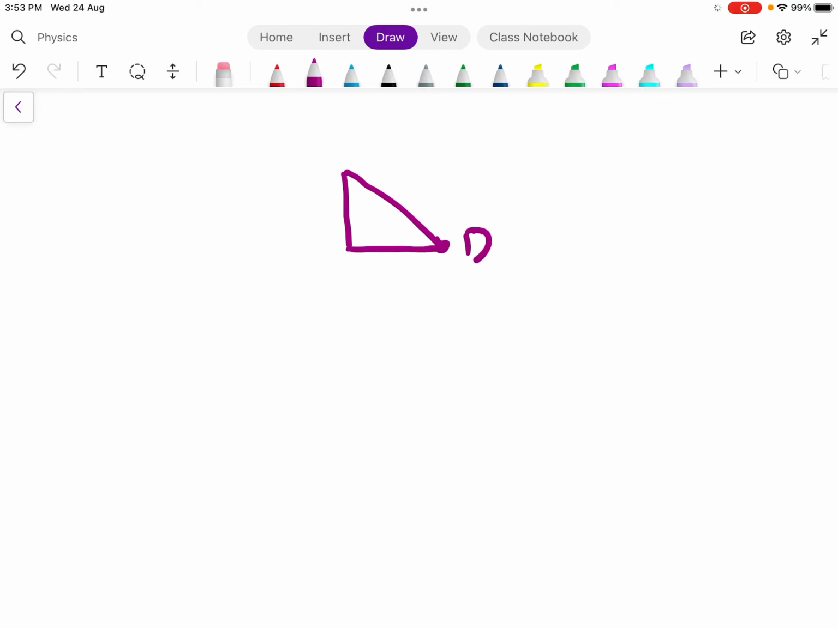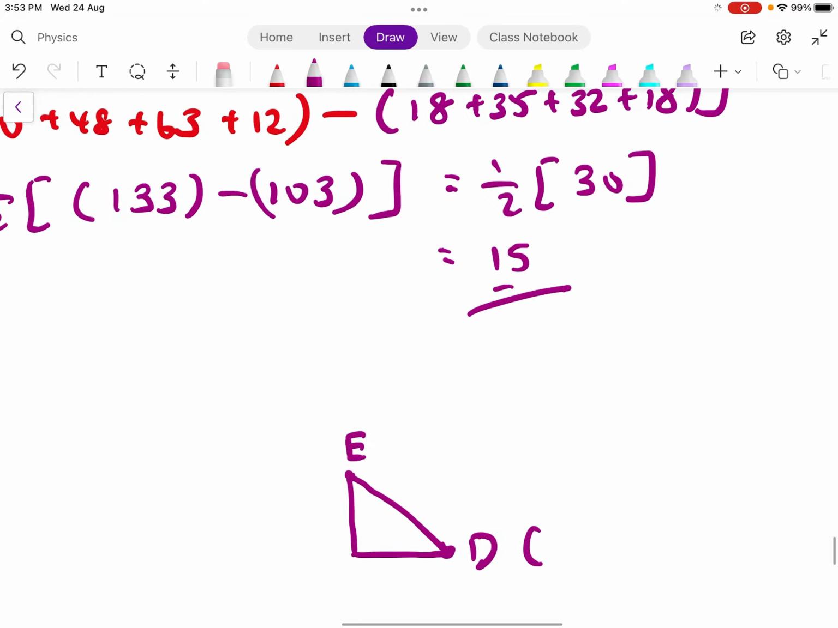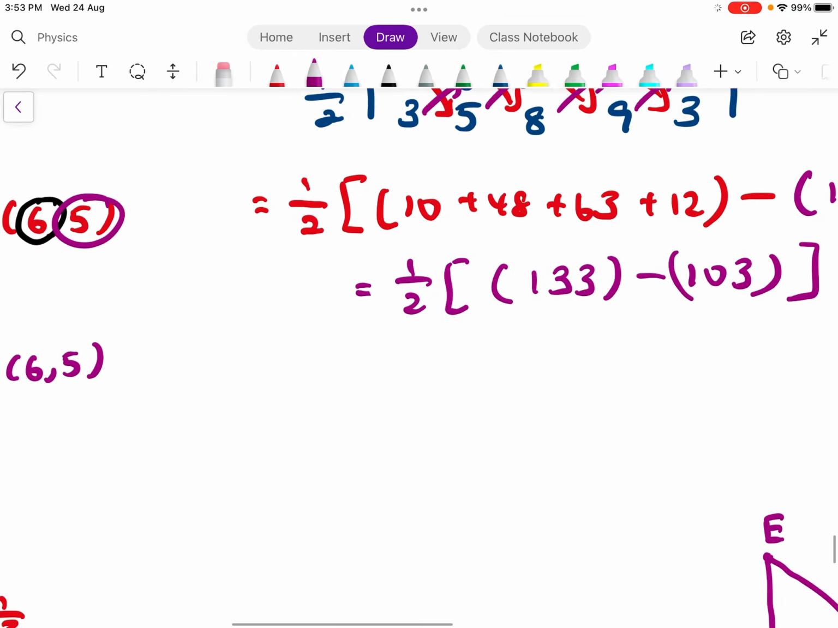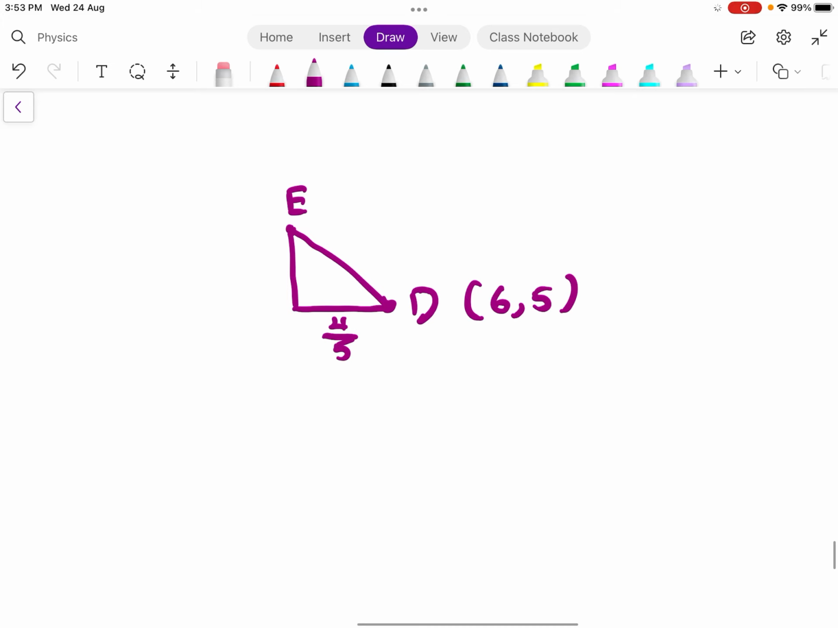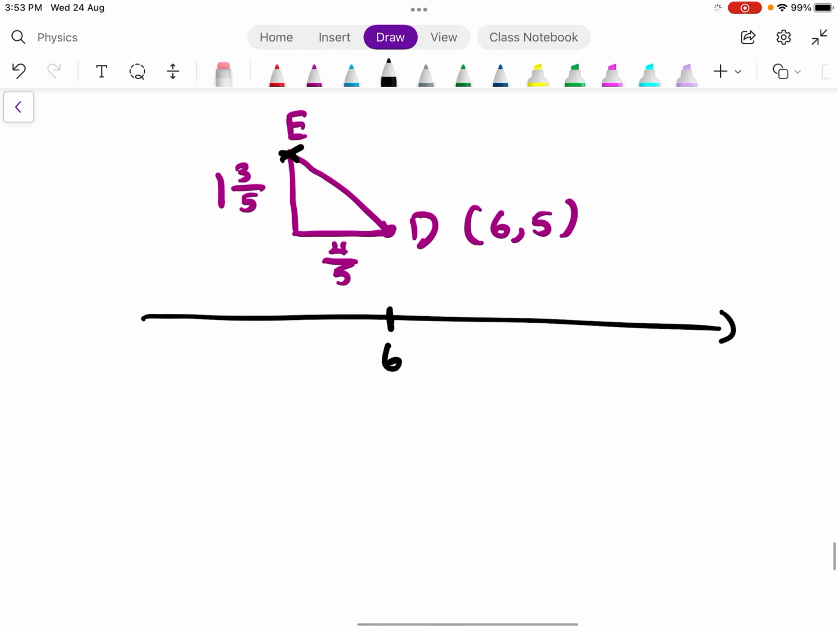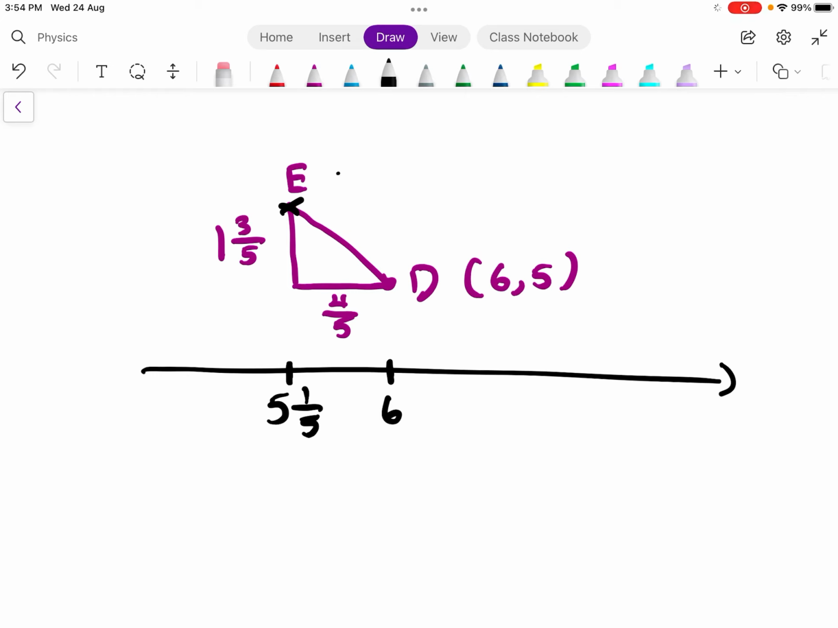Point E relates to point D. Point D will be around, let me go back, (6,5). So this is 4/5, then the height will be roughly 1.6. Now I draw the x-axis. Let's determine the x coordinate of E first. You label first, so this will be 6. You move back 4/5, about 0.8, so it's roughly 5.2. Now I know the x coordinate of E already.